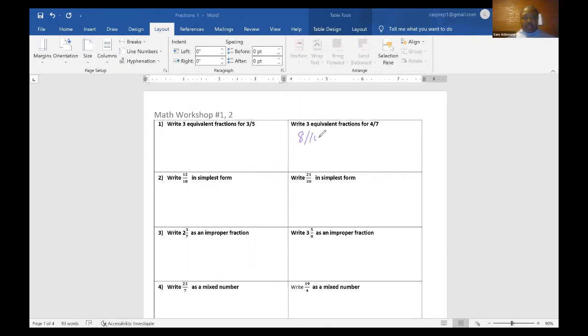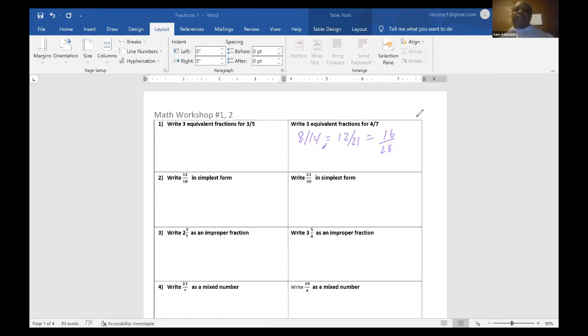Okay. And then the next one that we can do is 12/21. Okay. And 16/28. Okay. And could you tell us pretty briefly how you got to those answers? How I got the answers was that for 8/14, I multiplied by 2. And then for 12/21, I multiplied by 3. And then for 16/28, I multiplied by 4.